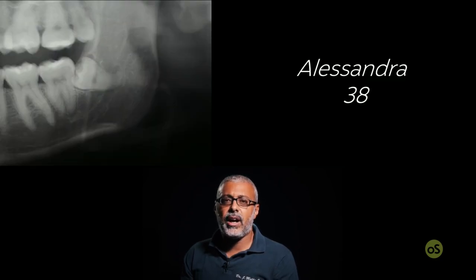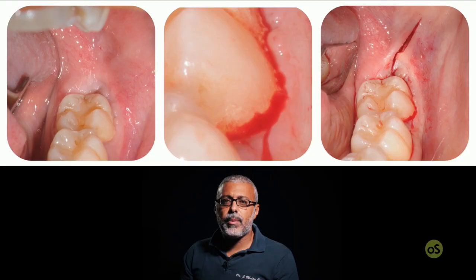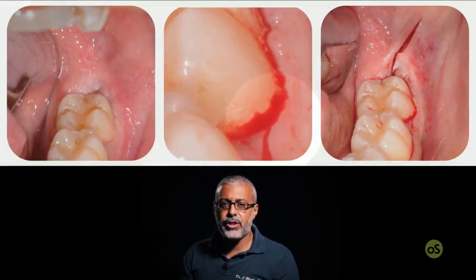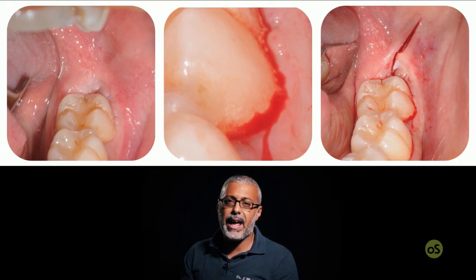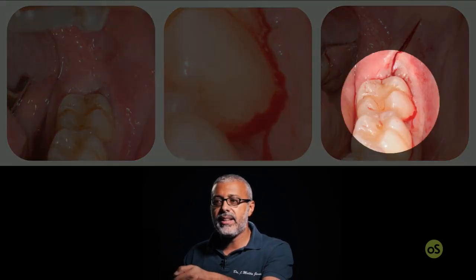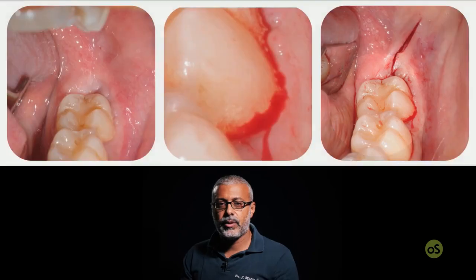So let's look at another clinical case. This is Alessandra, and we have a 3.8 tooth. A close-up of the clinical aspect before the surgery, and in the middle a particular aspect where we see the papilla preservation flap, and then on the right image we can see the flap design completed.